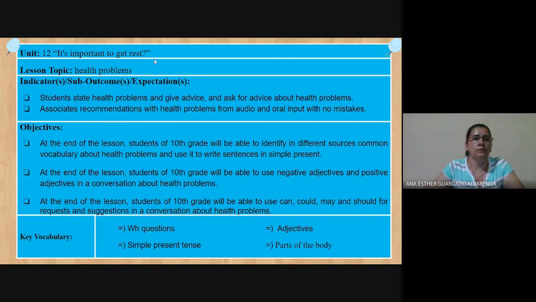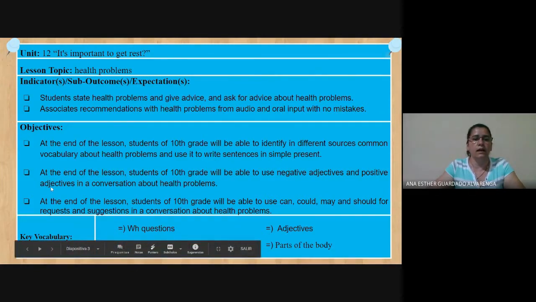It's important to get rest. The lesson topic, health problems. I have two indicators and three objectives. The first one: at the end of the lesson, the students of 10th grade will be able to identify in different sources common vocabulary about health problems and use it to write sentences in simple present.